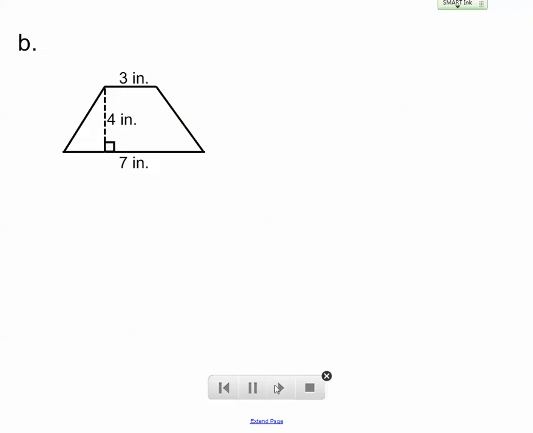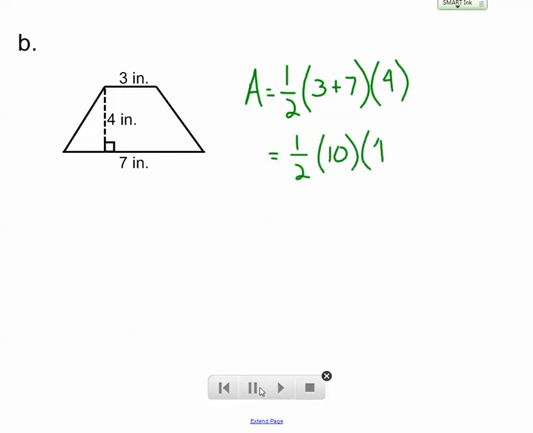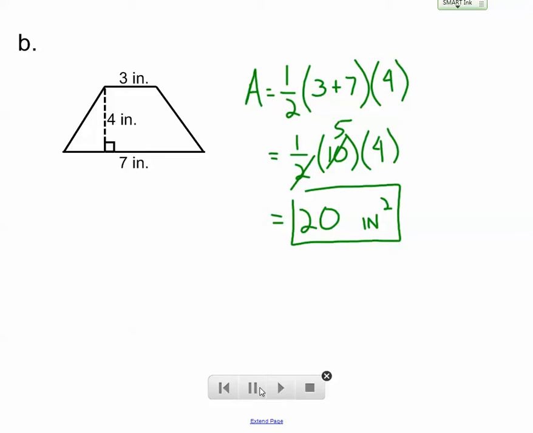It's a slightly different looking trapezoid, but the formula remains the same. We're going to do 1/2 the sum of the bases times the height. So 1/2 of 10 times 4. 1/2 of 40 is 20. So 20 square inches. Pretty easy formula to work if we can identify the parts that we need.